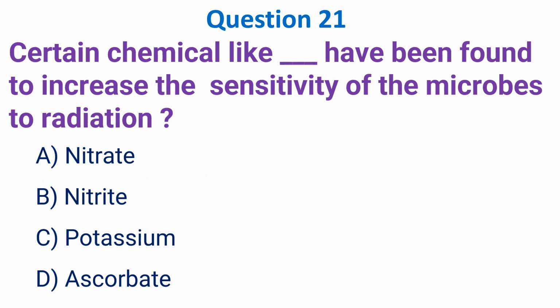Question number 21. Certain chemicals like dash have been found to increase the sensitivity of the microbes to radiation. Options are option A nitrate, option B nitrite, option C potassium, option D ascorbate. And the correct answer is option D ascorbate.